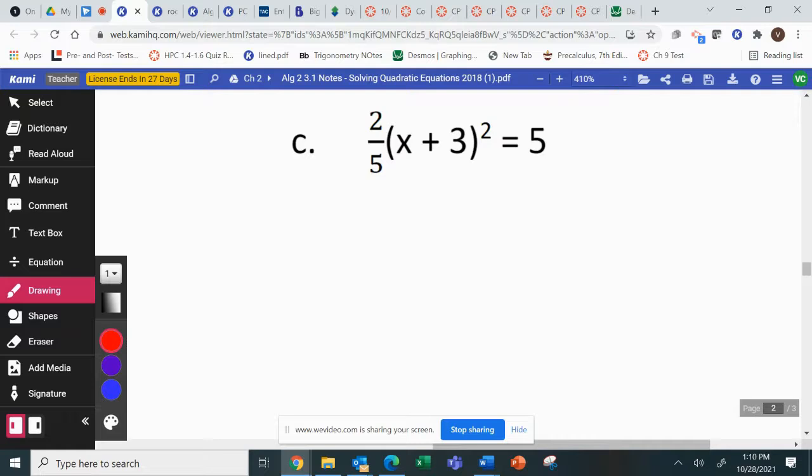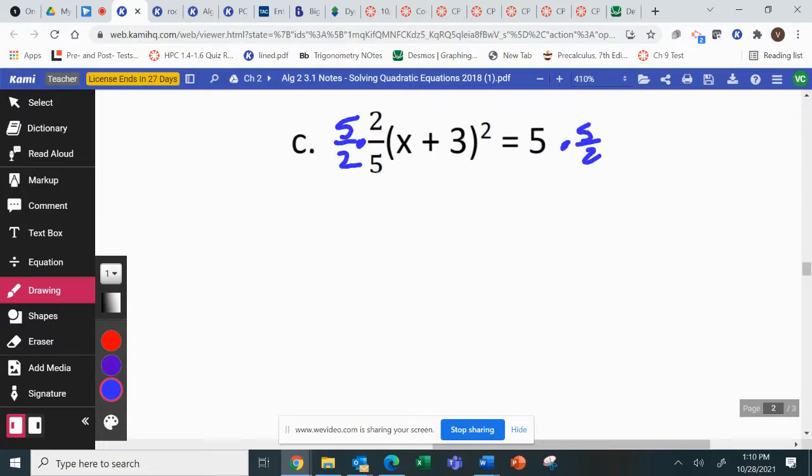How do we undo multiplication of 2/5? Corey? Division of 2/5. I'm not going to divide a fraction, Corey. I'm not going to do it. Can't make me. What could I do instead? Multiply by its reciprocal. That's what we're going to do first. We're going to multiply by 5/2.